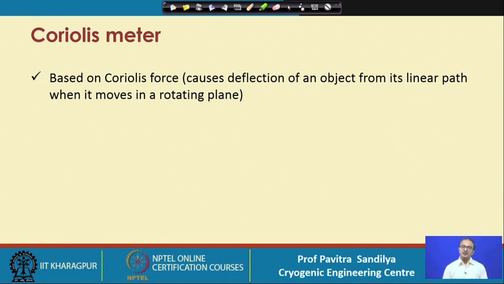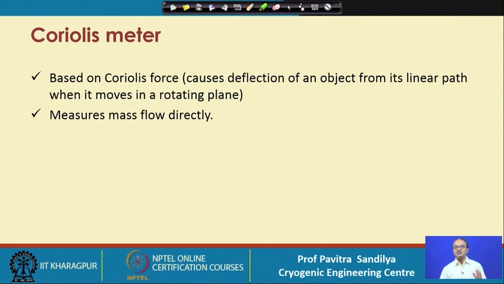So in various manners, all the planets are experiencing this Coriolis force. Many objects on a rotating plane, moving linearly, will have this kind of Coriolis force. So this force is an apparent force that causes deflection of an object from its linear path when it moves in a rotating plane. This particular principle is used for the measurement of the flow rate using the Coriolis meter, and it measures the mass flow directly.